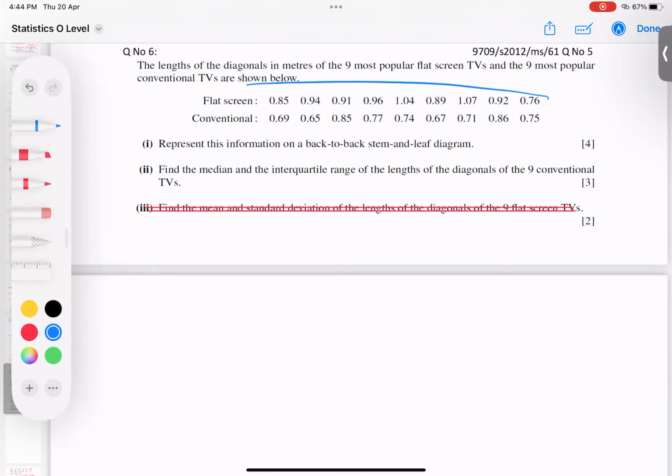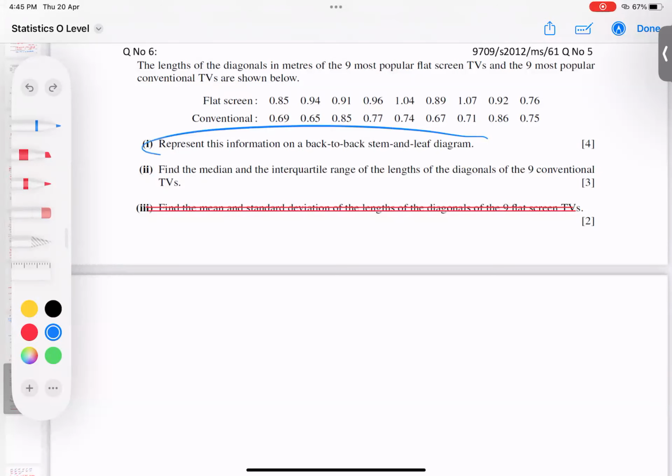If you look at the statement, the lengths of diagonals in meters of the 9 most popular flat TV screens and the 9 most popular conventional TV screens are mentioned. So we have two kinds, flat screen and conventional screen, okay. Conventional was a little bent like that. Flat is this one. That is why if you see the old TVs, they are a little bent. Anyway, no problem. Come back to the back-to-back.